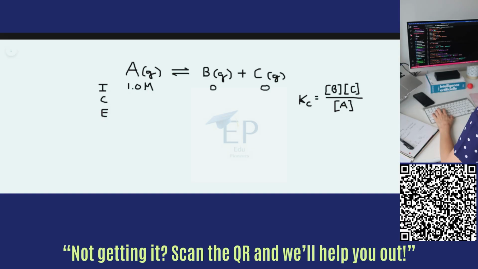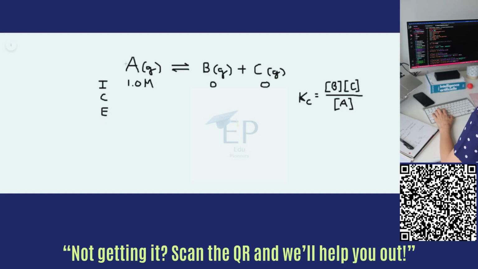This question asks us to consider this generic reaction where A goes to B and C, and it asks us to find the equilibrium concentrations of A, B, and C for three different values of Kc, or the equilibrium constant with respect to C, or the concentration. And it asks us to assume that the initial concentration of A is 1 molar and that there's no product. So, let's begin.